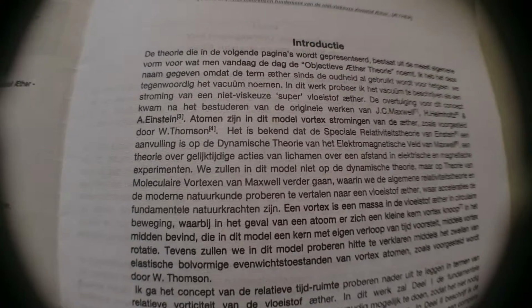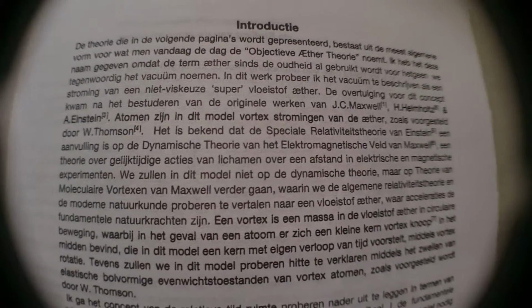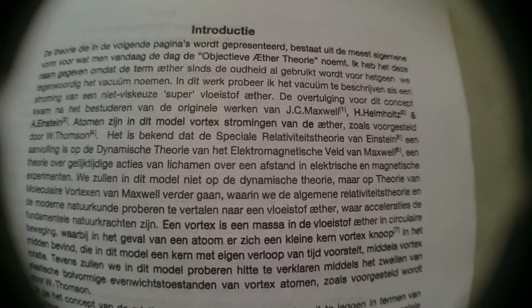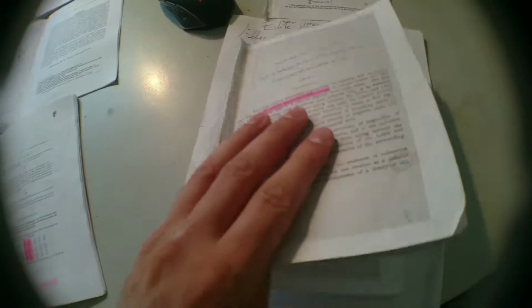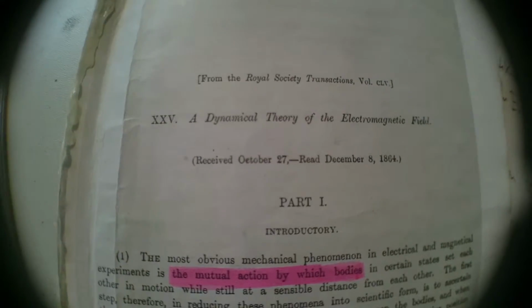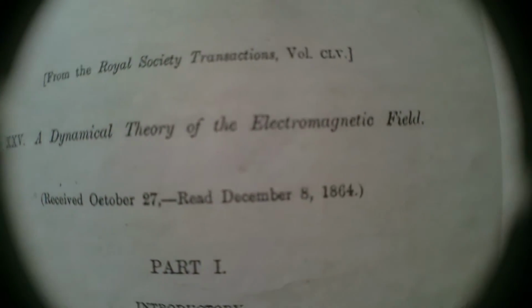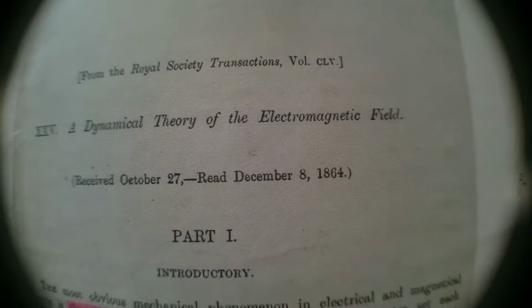So the next thing is that it is known that the special relativity theory of Albert Einstein is an add-on to the dynamical theory of the electromagnetic field of Maxwell. So in order for you to understand what I just said, I grabbed the book of Maxwell. Maxwell wrote this in 1864.